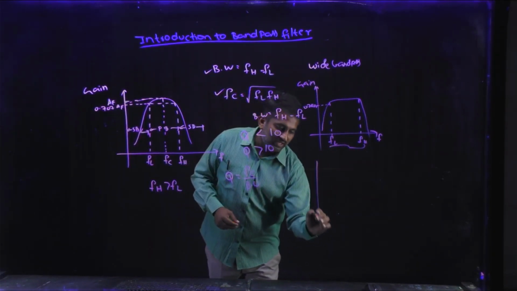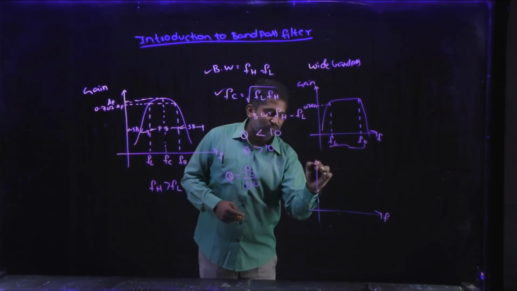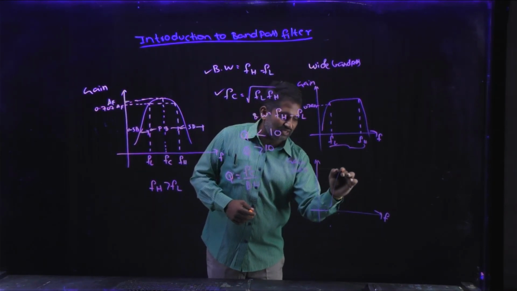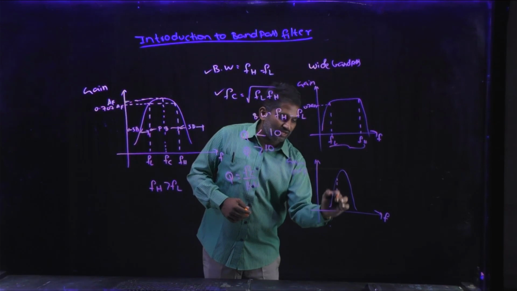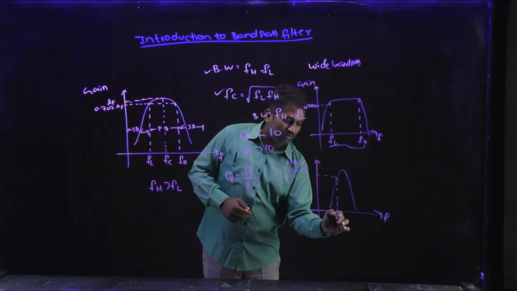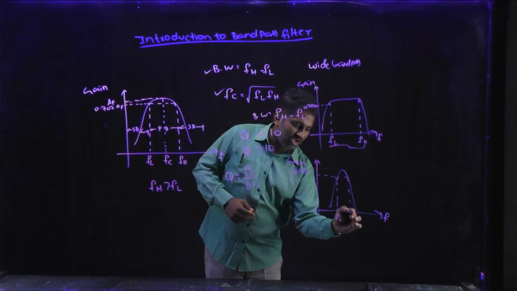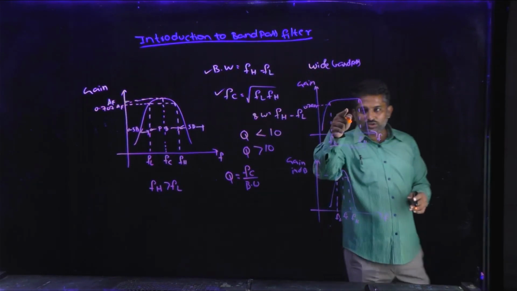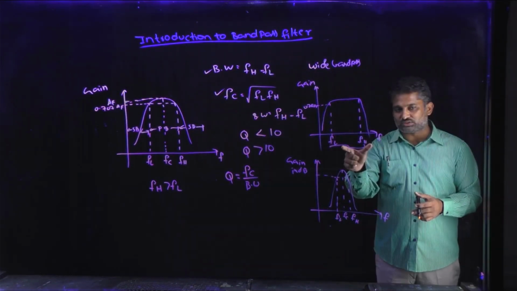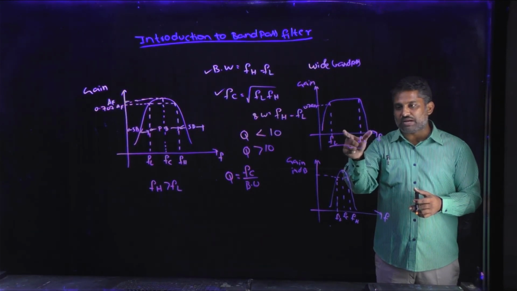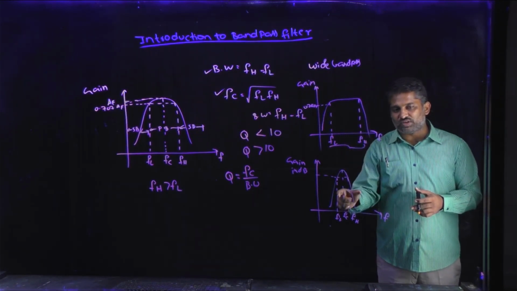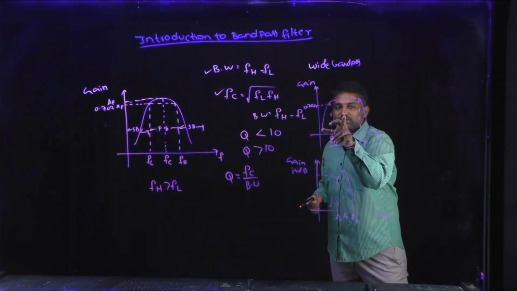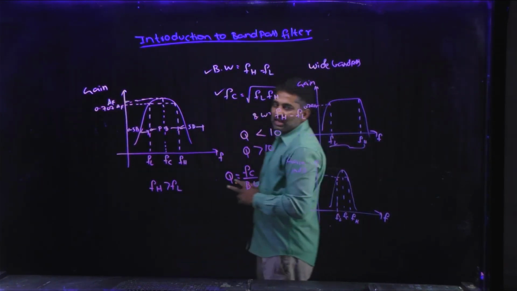Similarly, I am going to draw the frequency response for the narrow band pass filter. While representing the frequency response, it should be like this. Here it is FL and here we take FH, and in between is the center frequency FC. If you observe these two frequency responses, the bandwidth will be maximum for the wide band pass filter and minimum for the narrow band pass filter, and the Q value will be less for the wide band pass filter and greater for the narrow band pass filter.